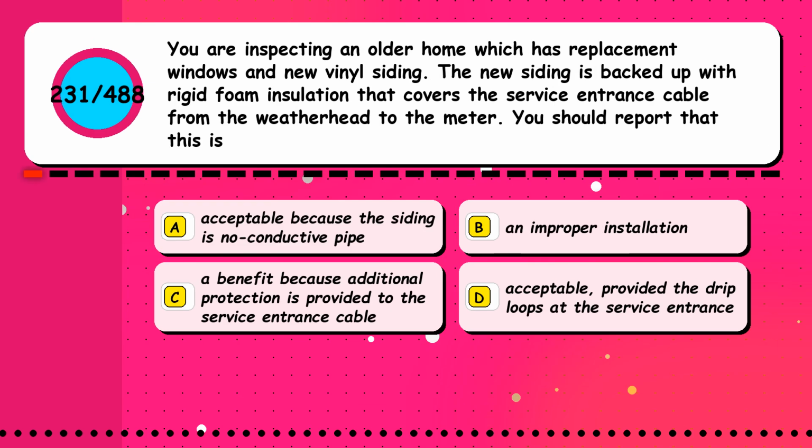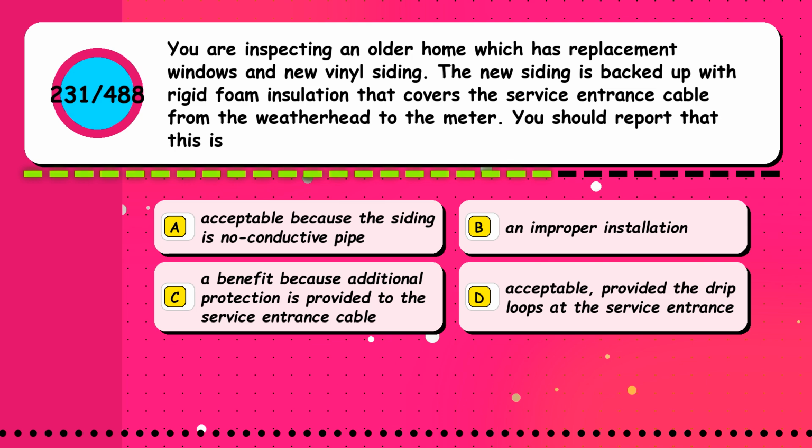Question 231. You are inspecting an older home which has replacement windows and new vinyl siding. The new siding is backed up with rigid foam insulation that covers the service entrance cable from the weatherhead to the meter. You should report that this is: Option A, acceptable because the siding is non-conductive. Option B, an improper installation. Option C, a benefit because additional protection is provided to the service entrance cable. Option D, acceptable, provided there are drip loops at the service entrance.